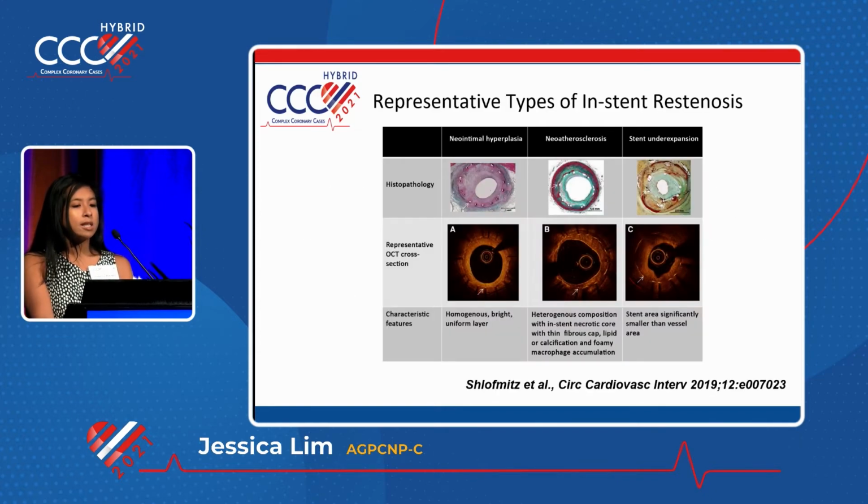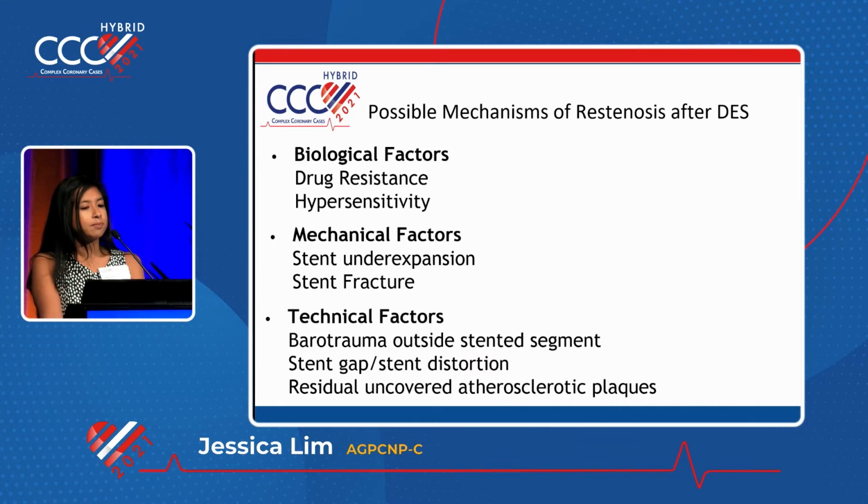And here's a representative types of in-stent restenosis. So basically what happens is there's this pathogenesis where there is non-specific inflammatory response to vessel wall injury due to persistent insult by a foreign element such as the metal struts of the stent. And also with neoatherosclerosis, there's an accumulation of macrophages in the neointima. So that's what really causes the narrowing of the arteries.